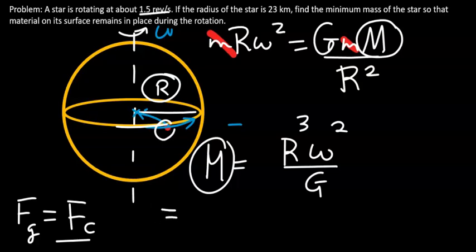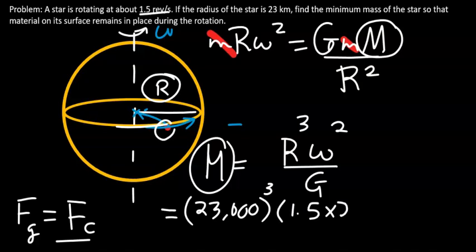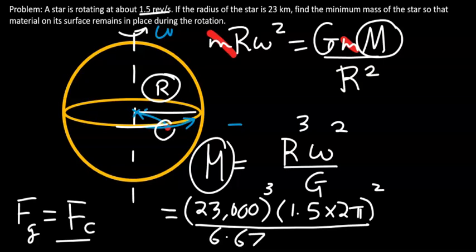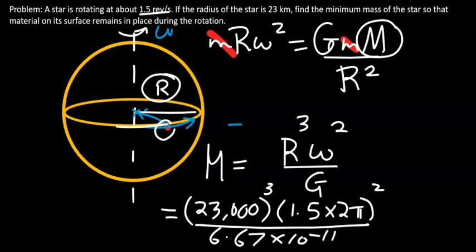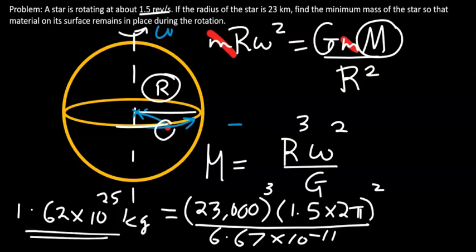Capital R is 23 kilometers, so 23,000 meters cubed. Omega is 1.5 rev per second, so let's turn that into radian per second by multiplying that with 2 pi, don't forget the square, divide by capital G with a value of 6.67 times 10 to the power minus 11, which will give you an answer of 1.62 times 10 to the power 25 kg for the mass of the star, and that solves the problem.